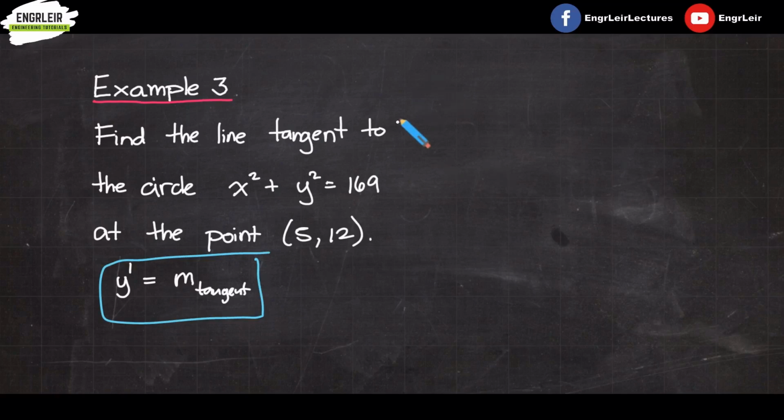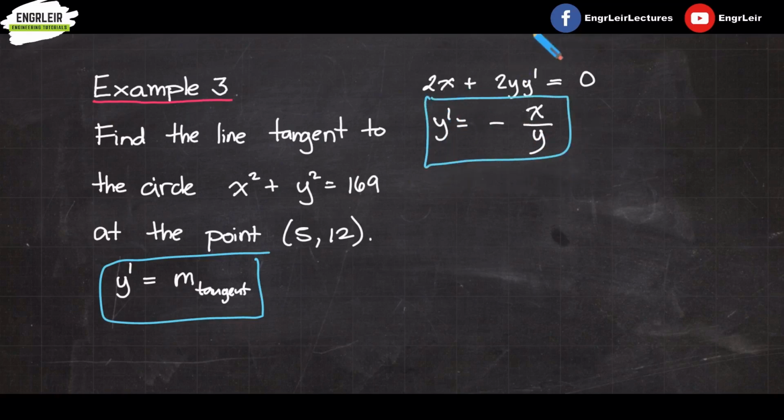Okay? So, let's take the first derivative of this by implicit differentiation. So, this is what we get. We have 2x plus 2y y prime is equal to 0, or in other words, y prime is equal to negative x over y. Okay? This is now our slope of the tangent line. Now, the tangent line is tangent to this circle at the point (5, 12). So, we can get the slope of the tangent line by substituting 5 and 12. So, this is negative 5 over 12.